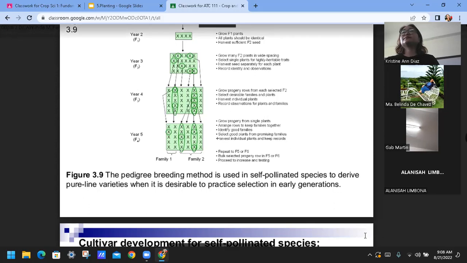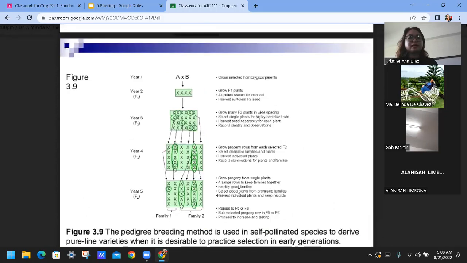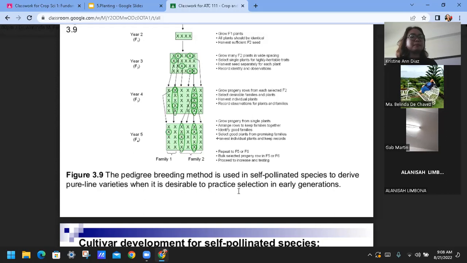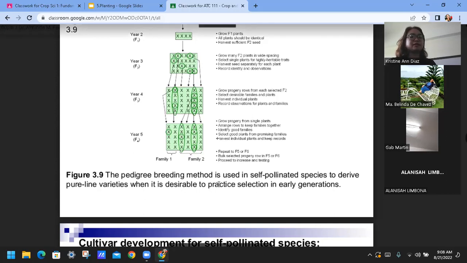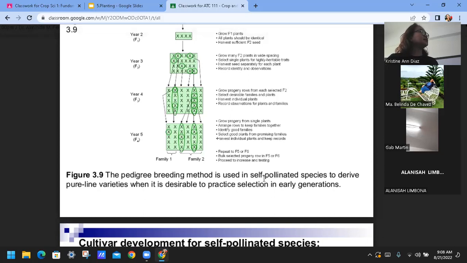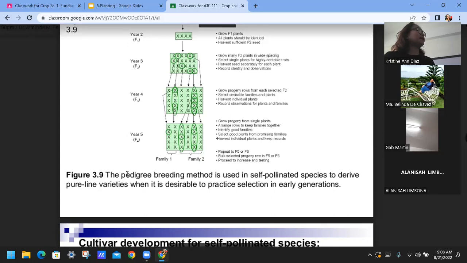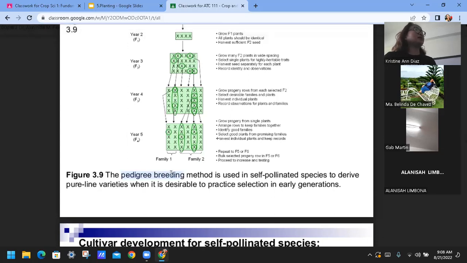It's called emasculation. So we will have an example later. This is an example of the pedigree type of breeding method wherein you use self-pollinated species to derive your line varieties. That's why it is called pedigree breeding, because self-pollinated species were used.